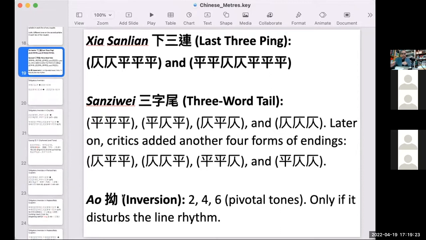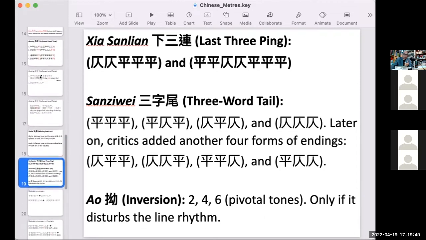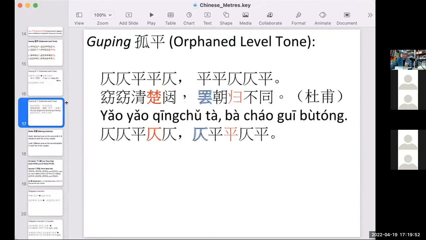That's the inversion. As I said, the second, the fourth, the sixth tones are the pivotal tones, the central ones, that if they change, the rhythm of the poem will be changed and might disturb the line rhythm. That's why there has to be a makeup. There has to be counter inversion, just like the example I've given here. Tufo changed the fourth tone, which is a pivotal tone. So to make it up, he changed the first and the third in the second line.